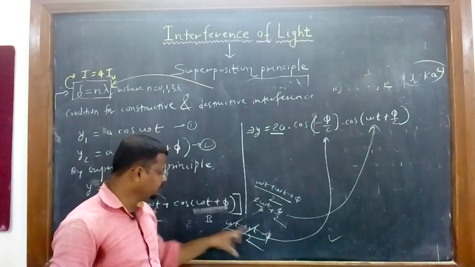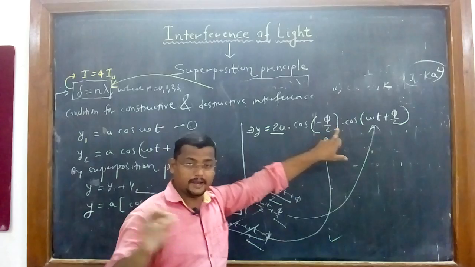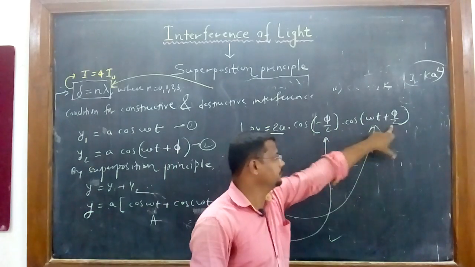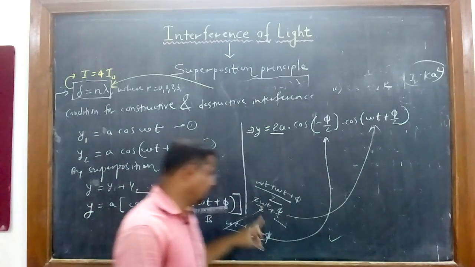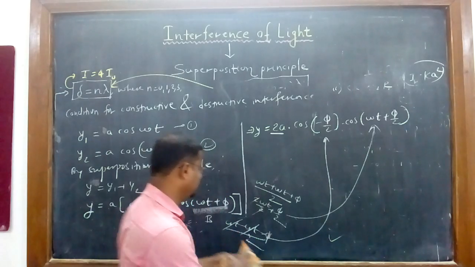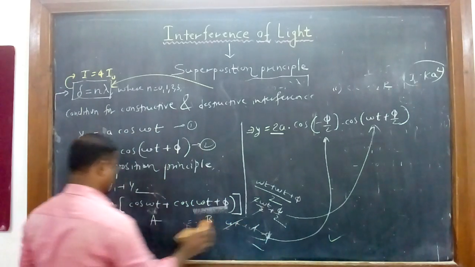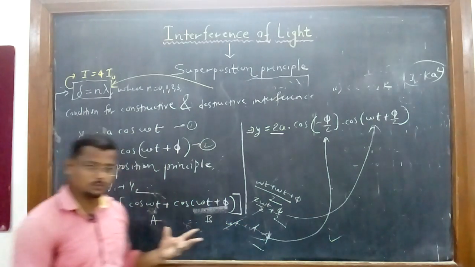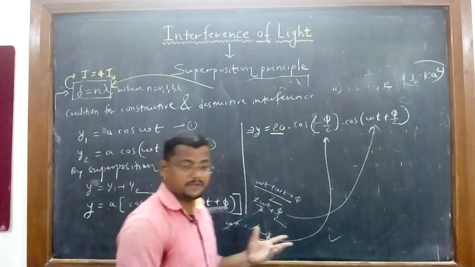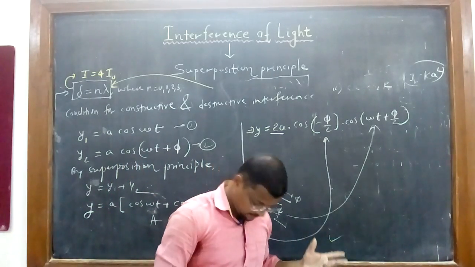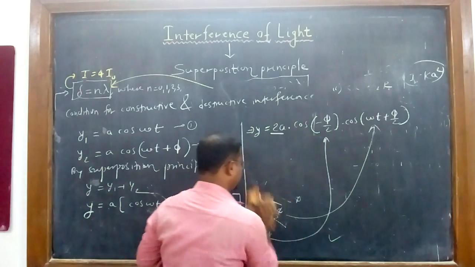So it is 2 times cos of A minus B by 2. A minus B by 2 means what? Minus phi by 2. And A plus B by 2 means what? Omega t plus phi by 2. How it came, I proved here. That's why I told you to go by mathematics, the CD formula sometimes. Cos A plus cos B is equal to 2 times cos of A plus B by 2 into cos of A minus B by 2. Same thing I have applied here.